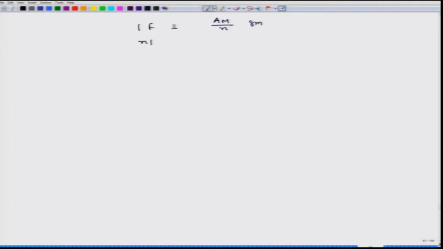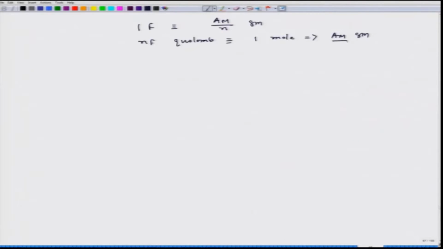Now, if I send nF amount of charge or coulomb, it will be equivalent to 1 mole of that substance. Why? Because this is nothing but A_M gram of metal, or the atomic weight of that particular metal. So, 1 particular atomic weight. So, if this much of metal ion forms, then we would definitely have 1 mole of metal dissolution.